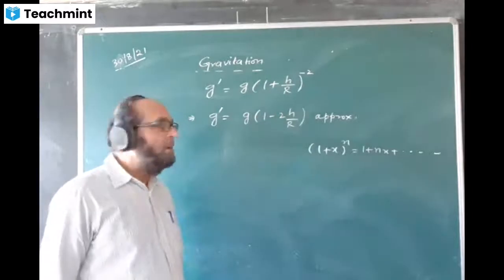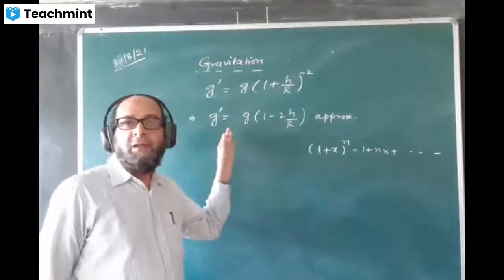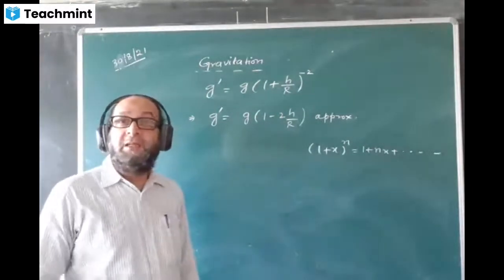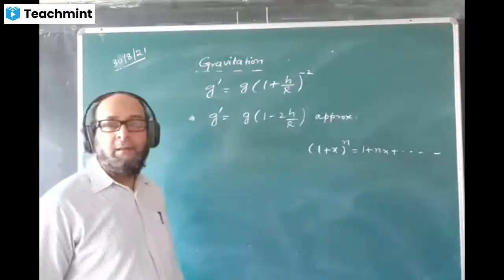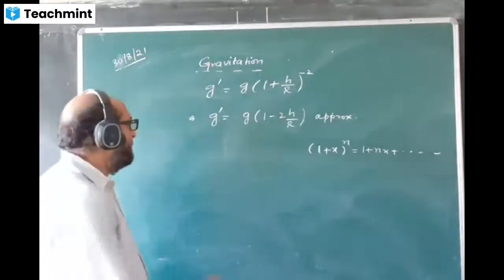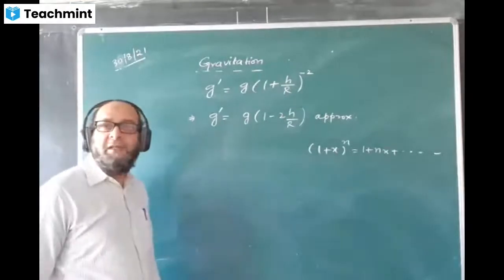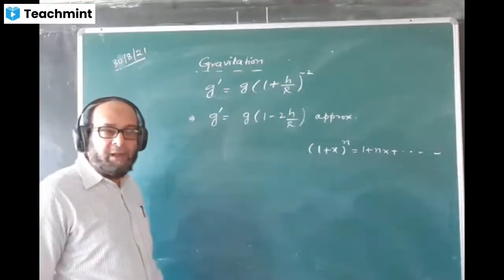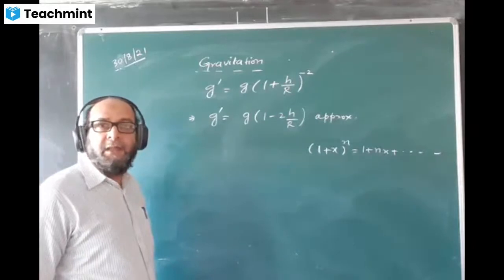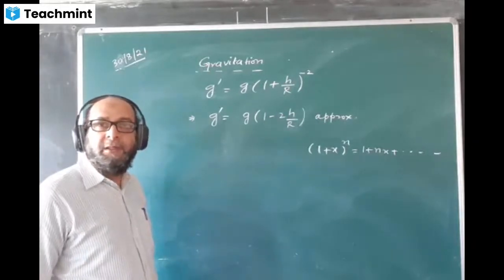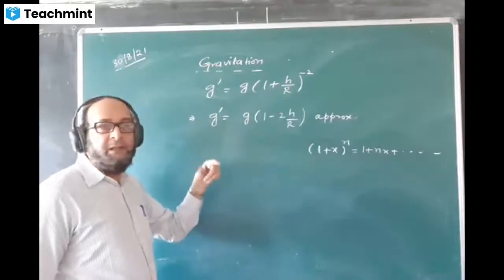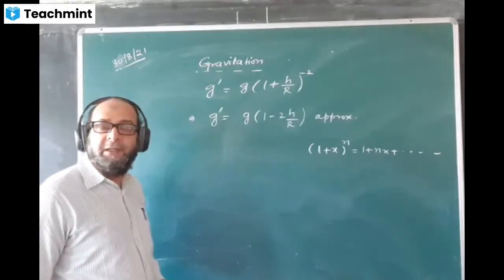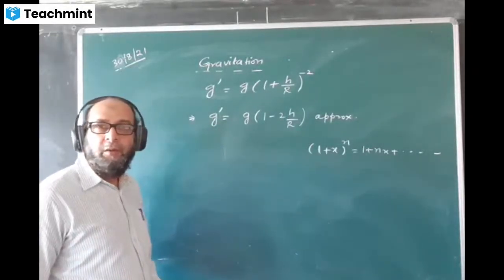What is happening to the value of g? The value of g is decreasing here. Why is it decreasing? Because of the minus sign. You can write: hence the value of g decreases with altitude. Hence the acceleration due to gravity decreases with altitude.